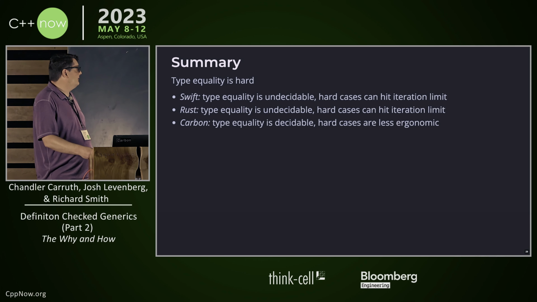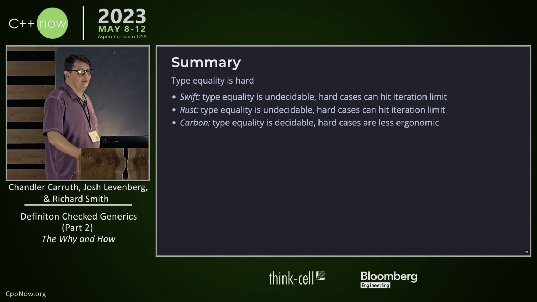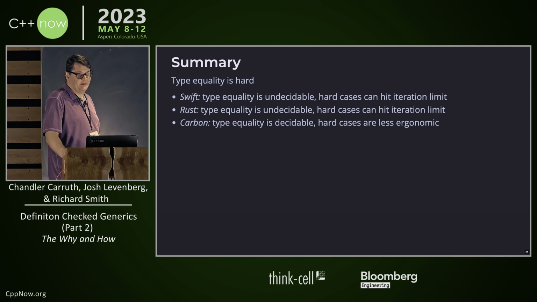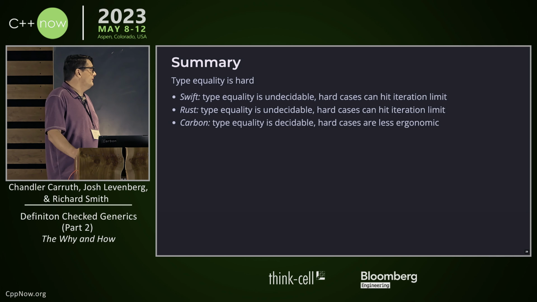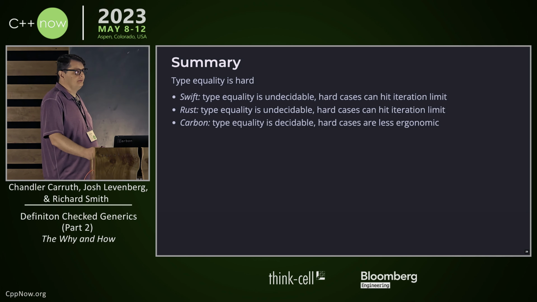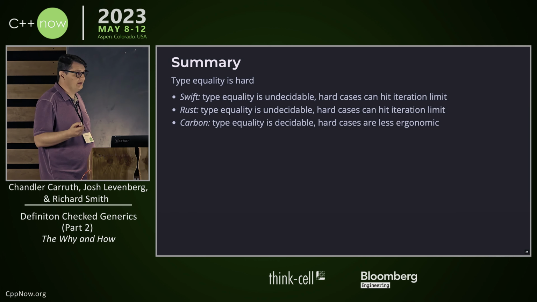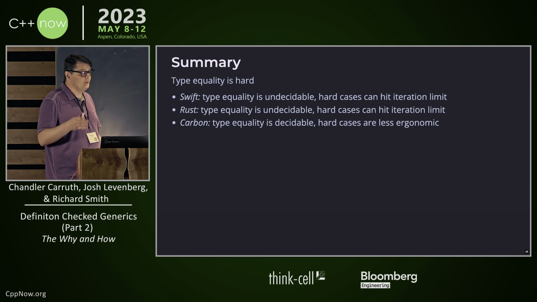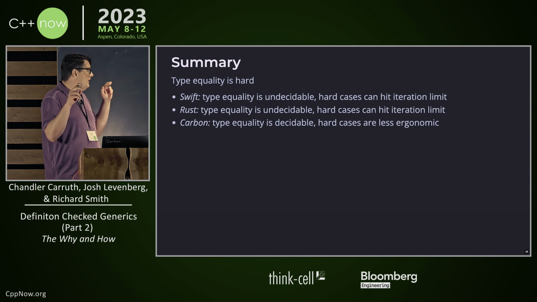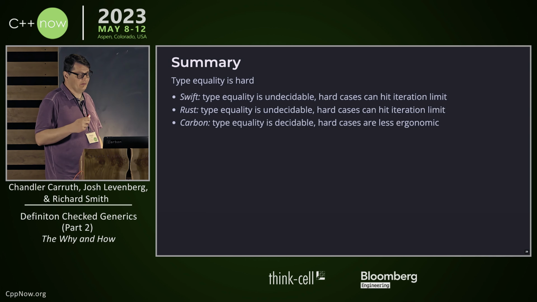OK, so the summary is, type equality in checked generics actually turns out to be hard, and maybe harder than we expected going into this. The Swift rule is undecidable, and hard cases can hit an iteration limit. The Rust rule is also undecidable, and hard cases can hit an iteration limit. Carbon has a decidable rule, but the downside is the hard cases are less ergonomic, and actually more cases are on this hard cases side of things than they are for the other two languages.